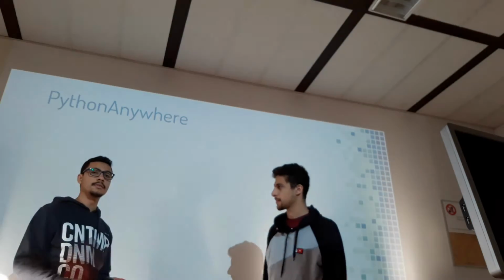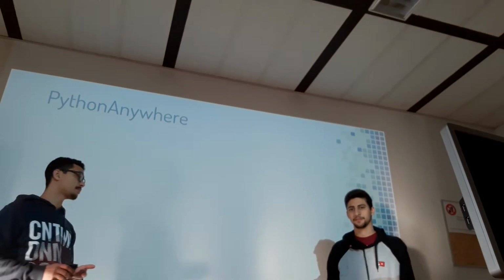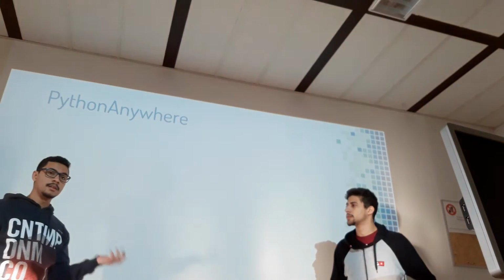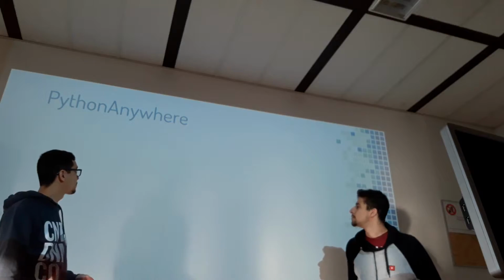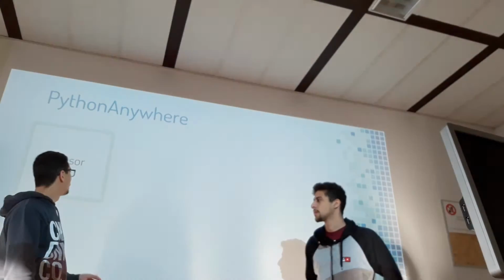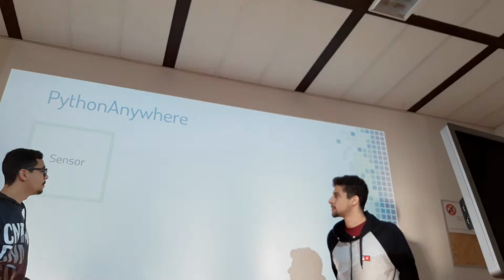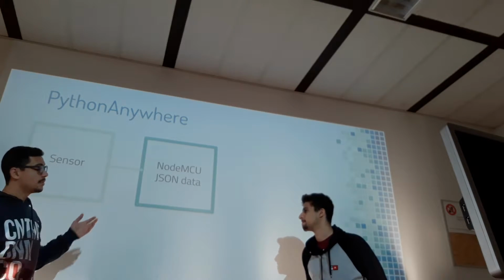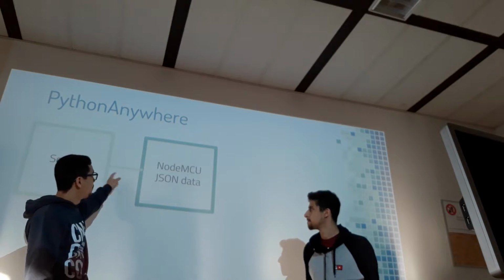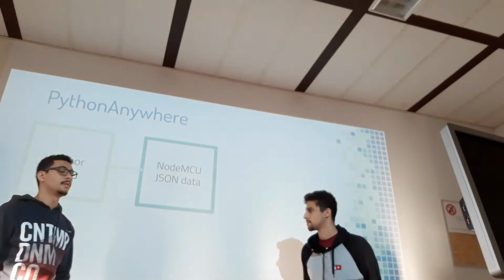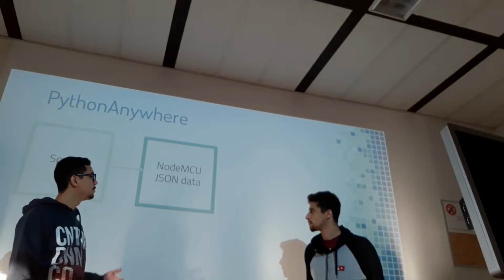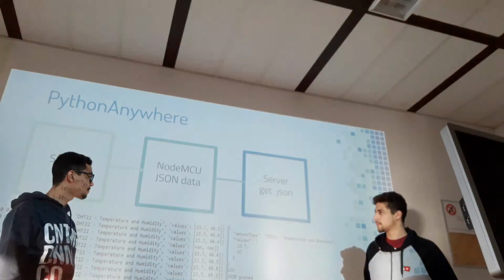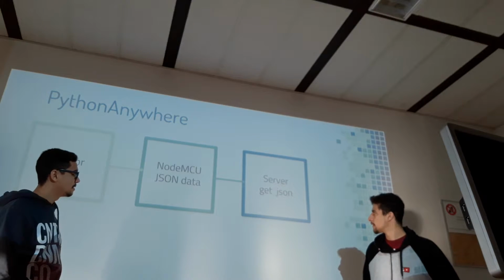And now, turning to the first web server, Python Anywhere, that receives the collected data of the sensor and prints it in the interface. But how does it work? First, the DHT sensor will collect the information of the environment. Then, this information will be sent to the NodeMCU by means of JSON data. And to reach the server, it's necessary to use the method called getJSON.